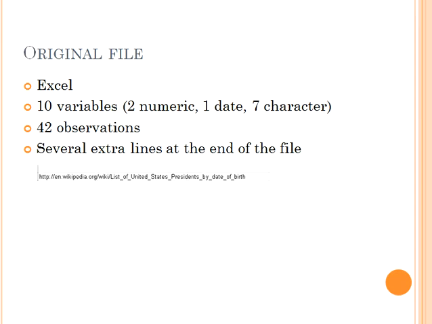The original file is an Excel file, which contains 10 variables: 2 numeric variables, 1 date variable, and 7 character variables. And we have 42 observations in total. And interestingly, I found that there are several extra lines at the end of the file, which we should pay attention to.